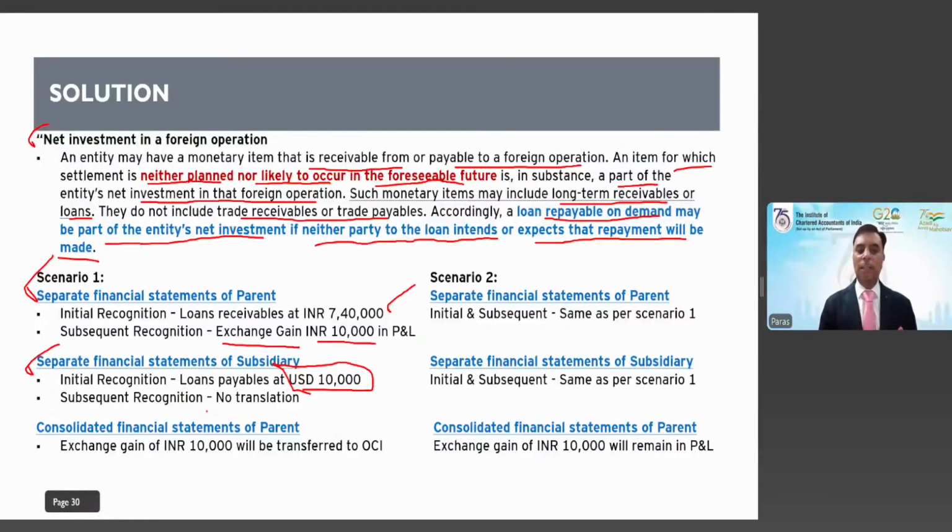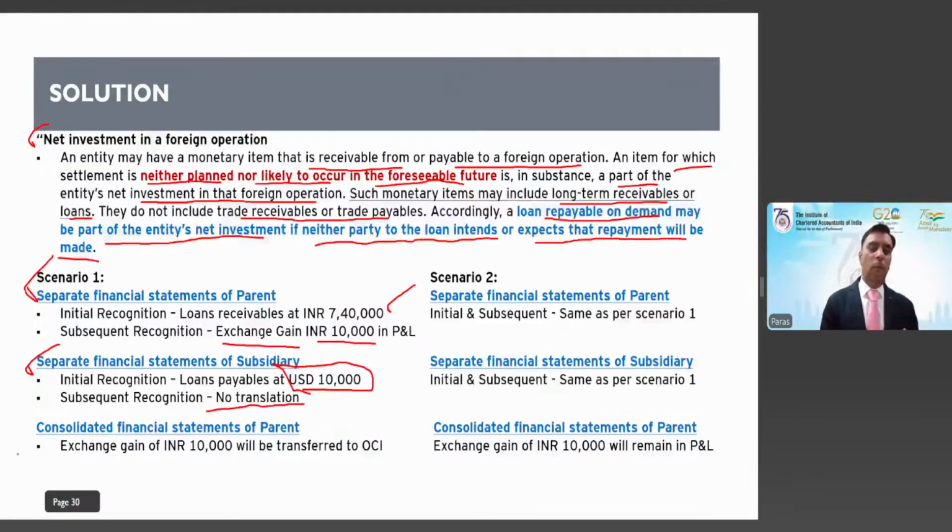Subsequent recognition, there is no requirement to do subsequent recognition. Why? Because the subsidiary company has already recorded this transaction at functional currency. And since the transaction has already been recorded at the functional currency, there is no requirement to do the subsequent recognition because this is not a foreign currency transaction in the books of the subsidiary.